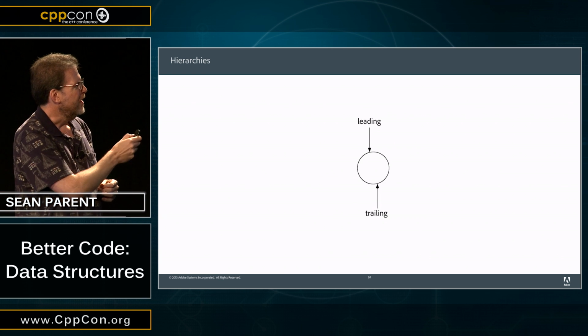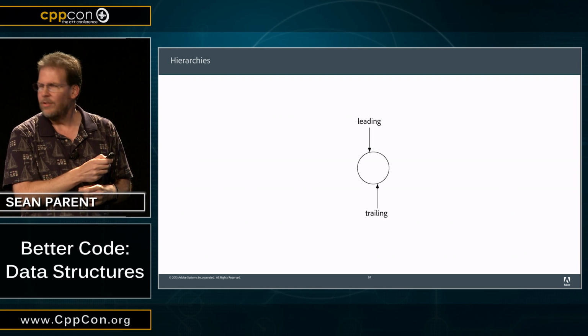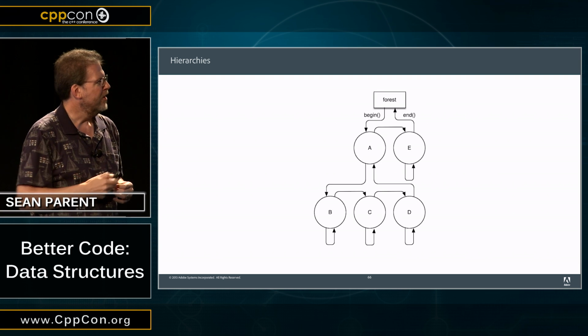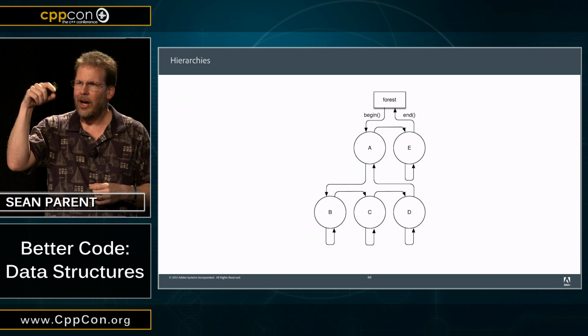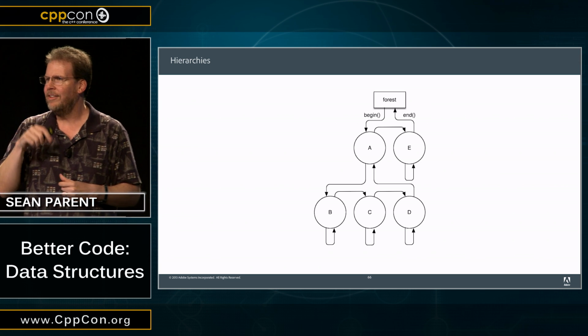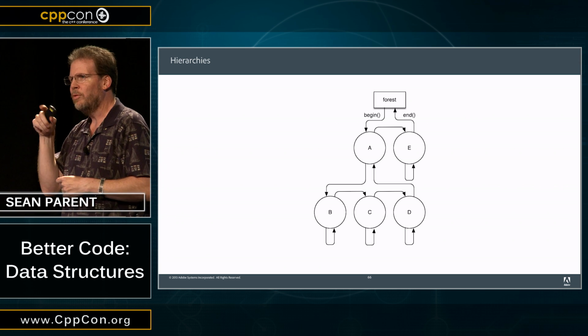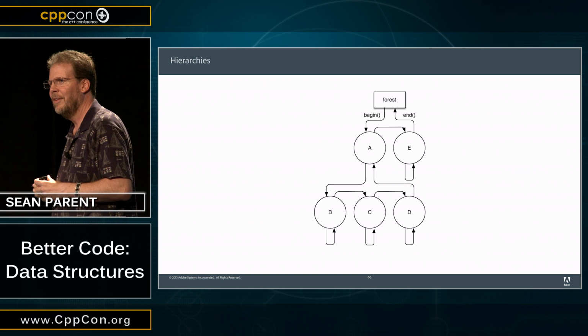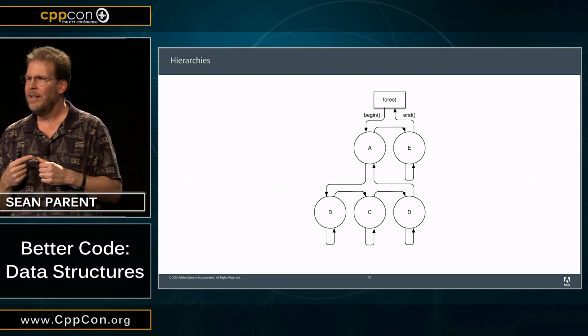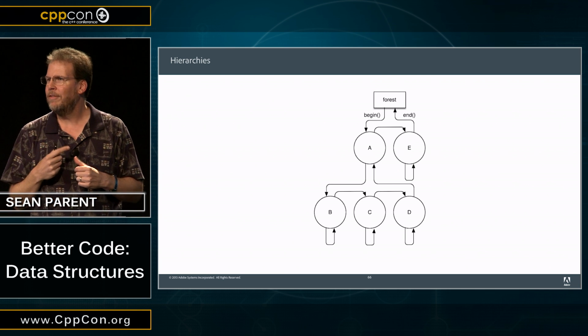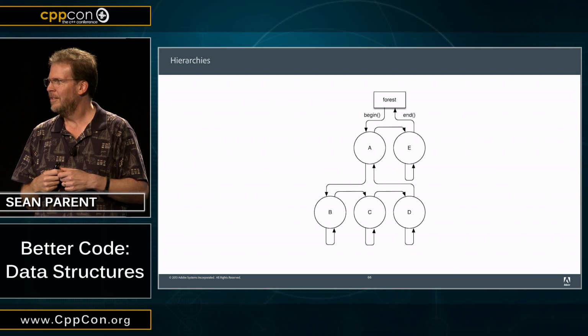If I give you this definition that says we have a leading and trailing edge on our nodes, okay, then if I mark off the leading edge where I come in on the top, that is a pre-order depth-first traversal. And coming up from the bottom is a post-order depth-first traversal. Okay?